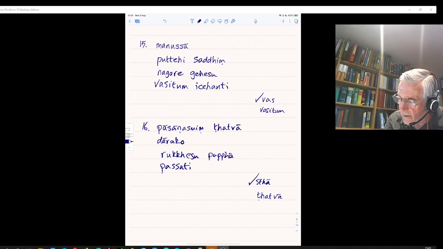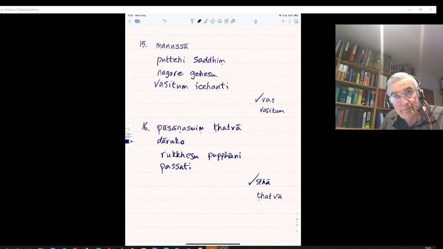Pupphani. So the entire sentence now reads, pasanasmim thatva darako rukkhesu pupphani passati. Also with the alternative form of the locative in the first word, pasane. So pasane thatva darako rukkhesu pupphani passati.